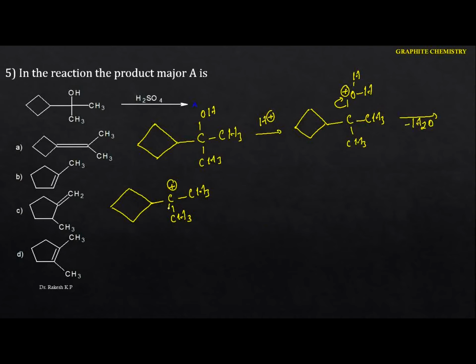I'm going to write this is the first carbon, this is the second, this is the third, the fourth, and the fifth. Now I'm going to expand the ring so as to get the more stable carbocation. That means the fifth carbon is attached to the first carbon. Now see the next one. Here I'm going to write the 5-membered ring, and again indicate the numbers: first, second, third, fourth, fifth.